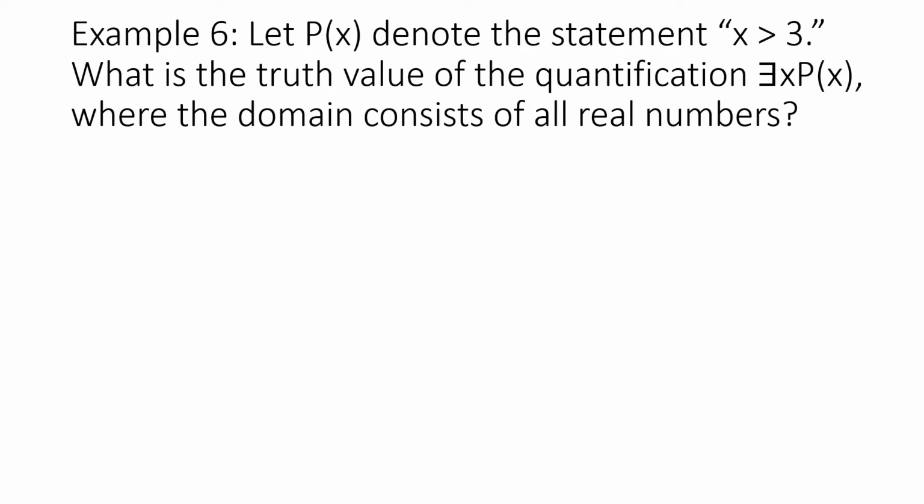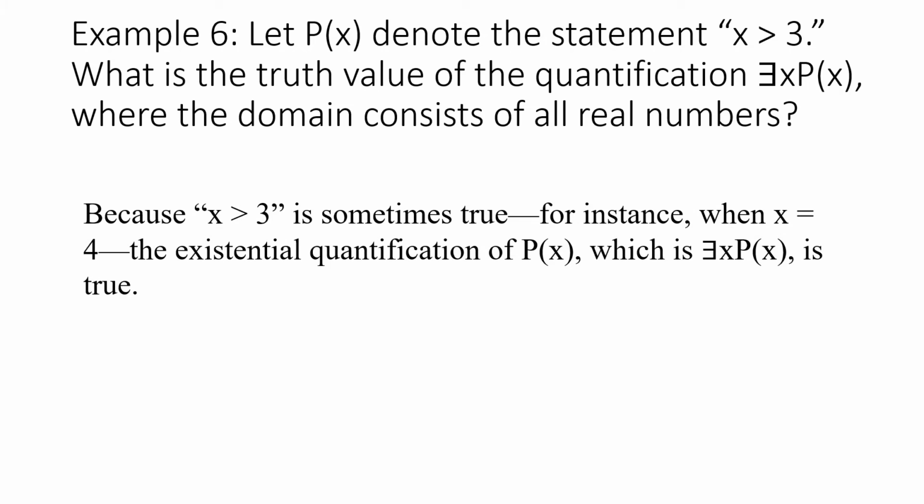So let's have this example. Let p of x denote the statement x is greater than 3. What is the truth value of the quantification there exists x such that p of x, where the domain consists of all real numbers? In this case, because x greater than 3 is sometimes true, for instance, when x is greater than 4, the existential quantification of p of x, there exists x such that p of x, is true.